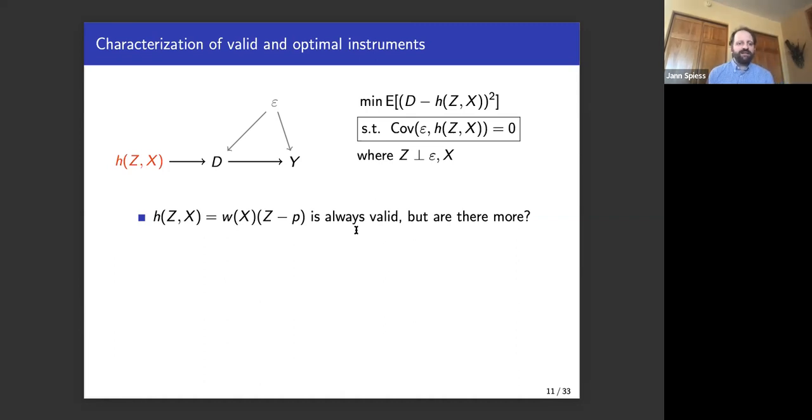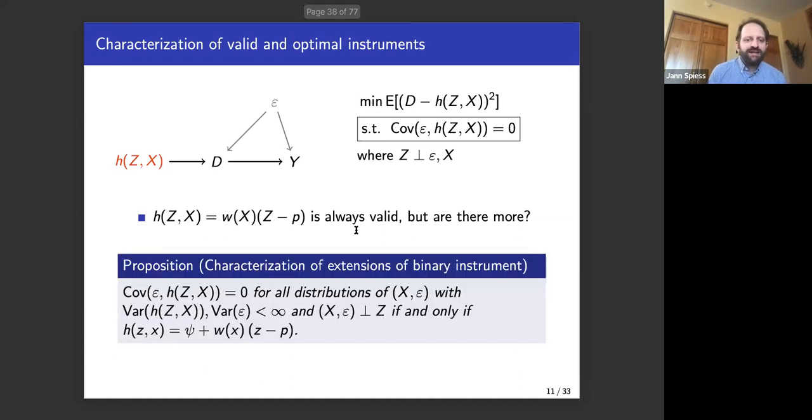Now, this admittedly is one very specific and simple instrument, but our main first result is basically that any instrument that is valid by construction, meaning any instrument for which the correlation between the error term and the instrument is 0, for any distribution where the X and the epsilon are independent of the instrument, takes that form. Up to an added constant and a multiplicative scaling, any instrument that is valid in this context with binary instrument Z can be written in this form.